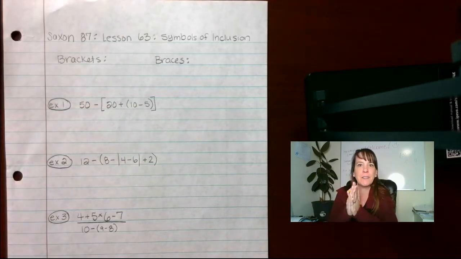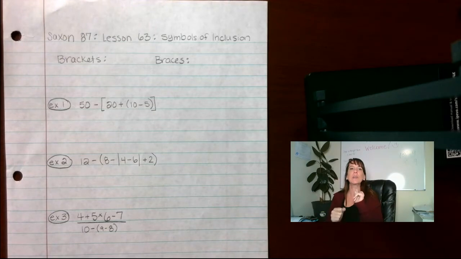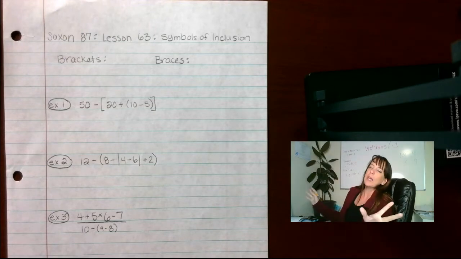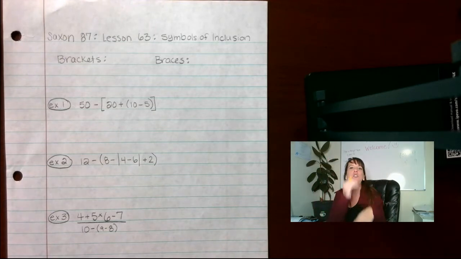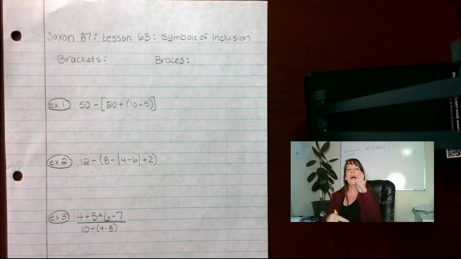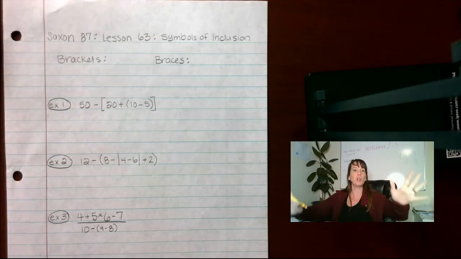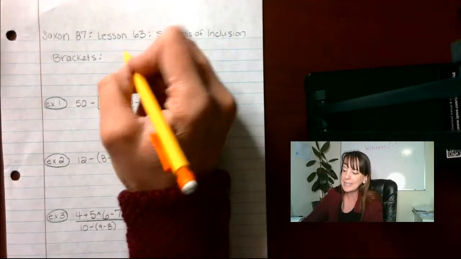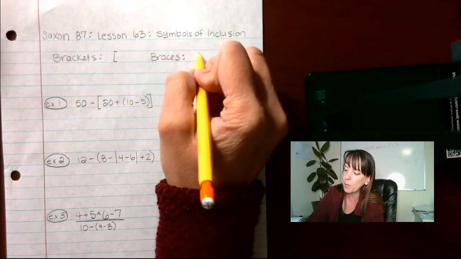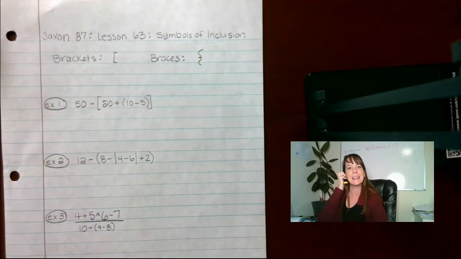Welcome back, 7th graders. We're talking today about lesson 63, symbols of inclusion. We have been dealing with parentheses and doing things that are inside those parentheses, but sometimes we need double parentheses, and in this lovely book, we don't use double parentheses, we use what are called brackets and braces. Brackets look something like this, and braces look something like that.